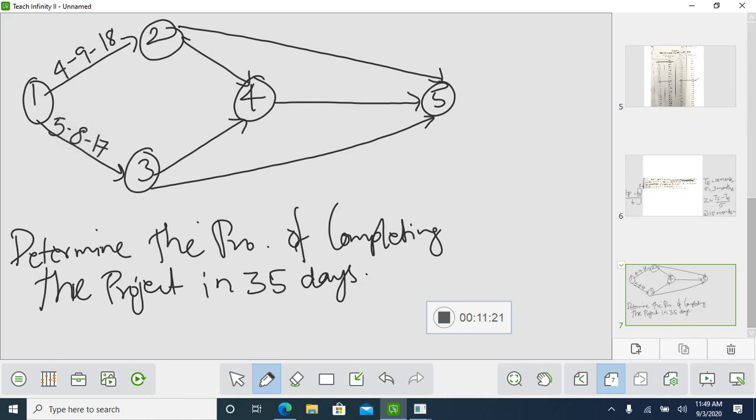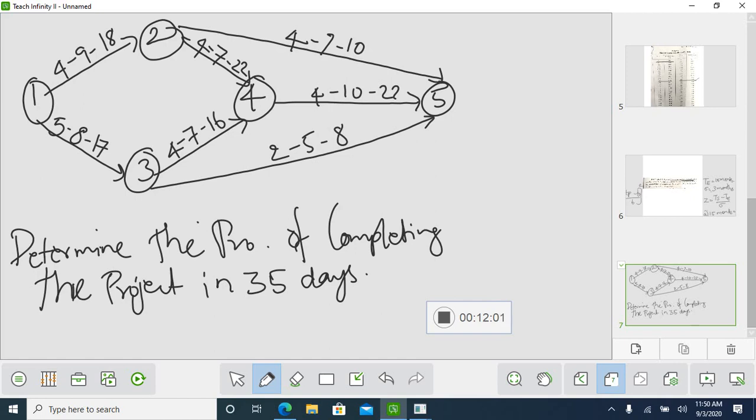How to calculate? Which formula you have to use? Have you all remembered? You have to use the expected time formula. Everyone use the expected time formula and find out the small te. So this is your question. You have to determine the probability of completing the project in 35 days.